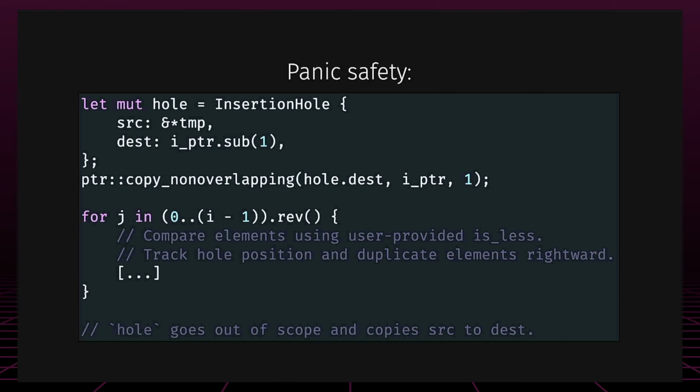And if it exits with a panic, it also uses this mechanism to make sure there's no duplicate elements, because duplicate elements for a string, for example, would be disastrous. It would have the same pointer, double free it, and there's some other issues too, right? Like, you shouldn't duplicate elements once you give them back to the user.